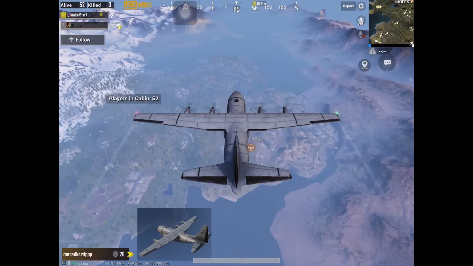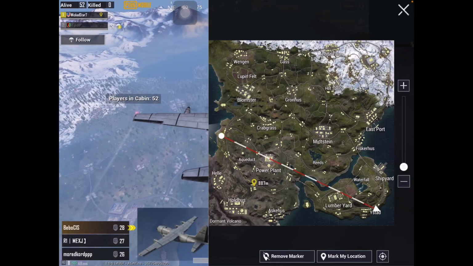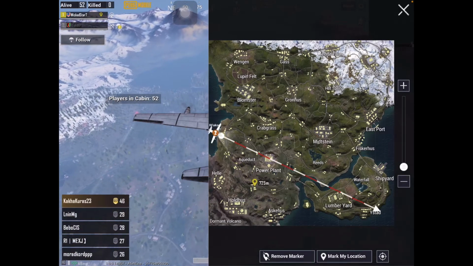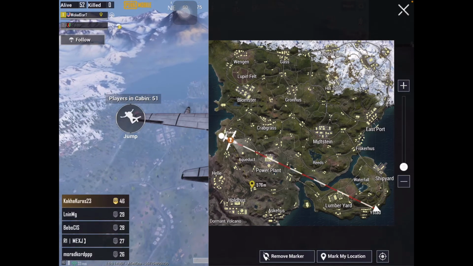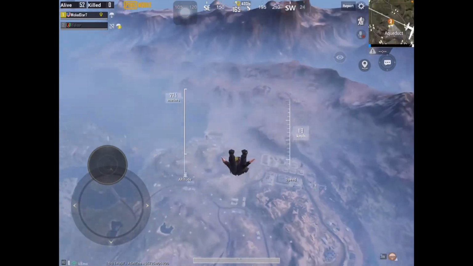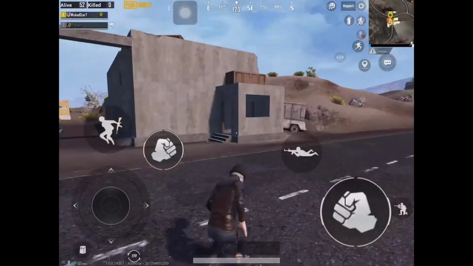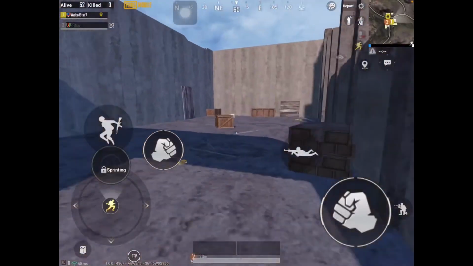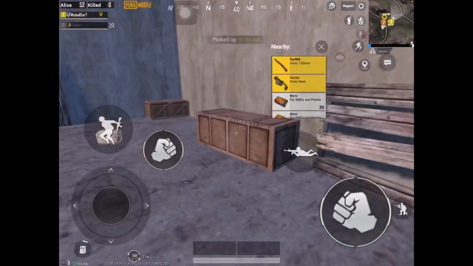So this is the plane that we get onto, and we look at the map where we want to land, and then we can mark it. So I want to land here. So this is the jump button. Okay, jump now. And then we land at the place that we just marked. And then we have to find our loots and guns.